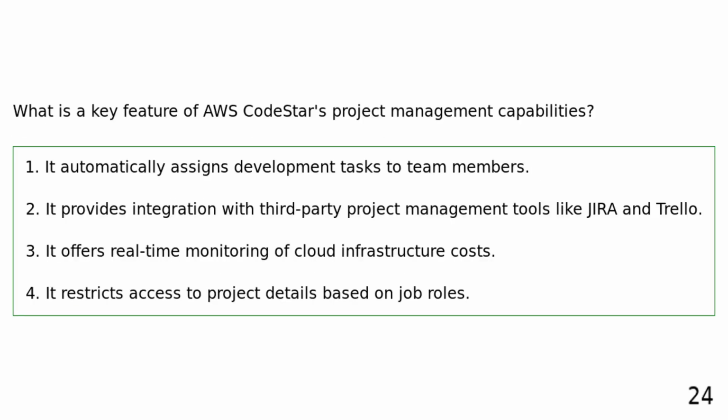What is a key feature of AWS CodeStar's project management capabilities? It automatically assigns development tasks to team members. It provides integration with third-party project management tools like Jira and Trello. It offers real-time monitoring of cloud infrastructure costs. It restricts access to project details based on job roles.